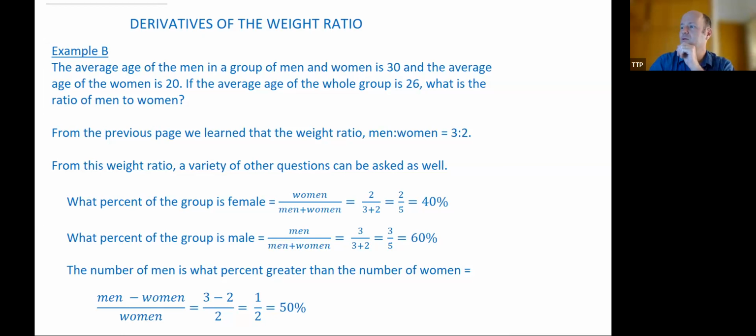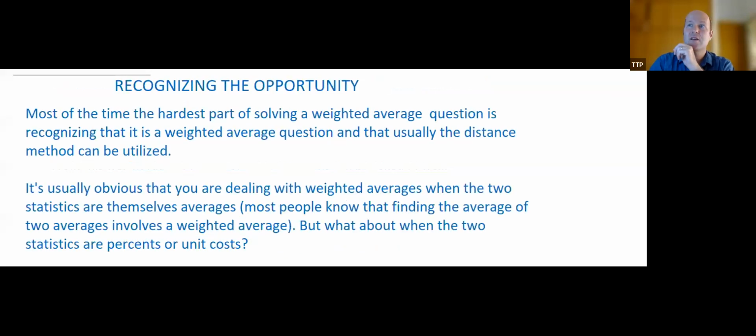Okay, so one of the hardest parts, probably the hardest part of applying this on the GMAT is recognizing the opportunity to do so, okay? Because it's not always patently obvious that you have a weighted average question or a backwards weighted average question that you can use the distance method for, okay?